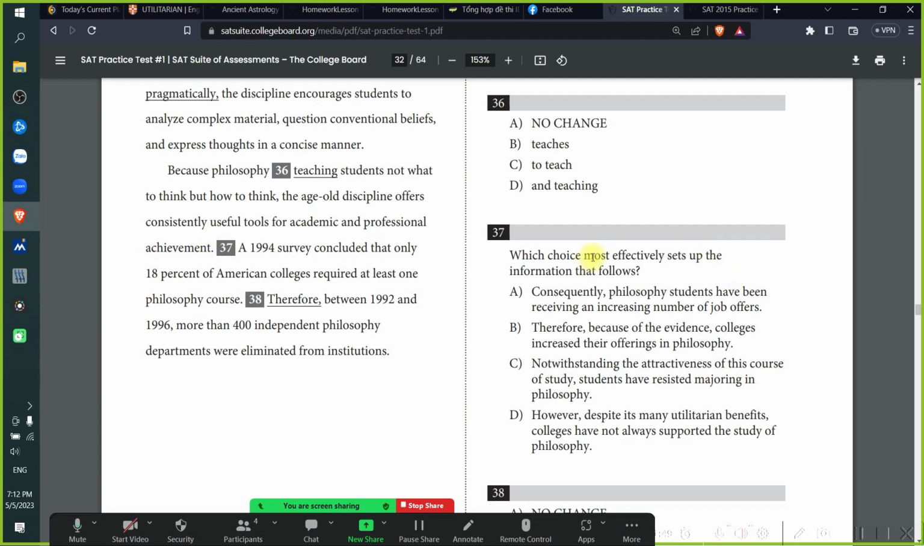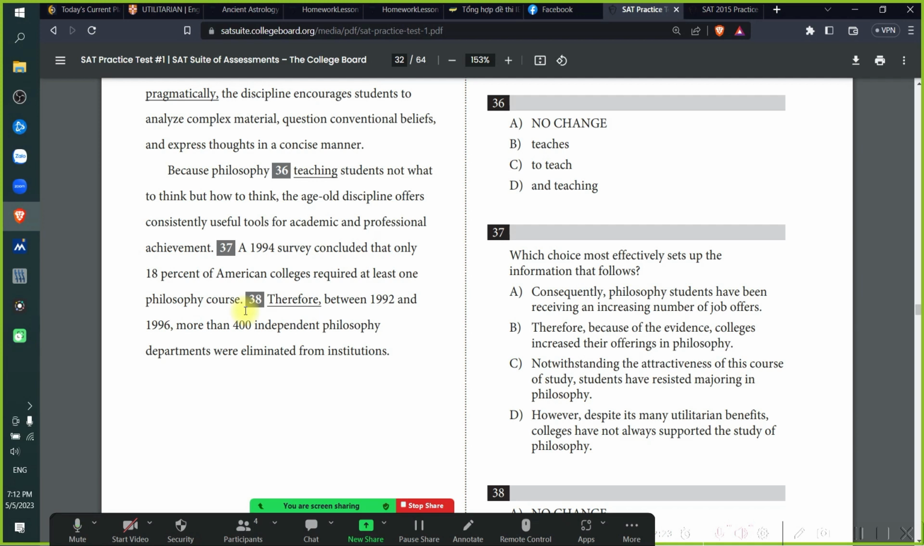So what is the information that follows? Cái thông tin mà theo sau đó là gì? A 1994 survey concluded that only 18% of American colleges required at least one philosophy course. Một cái khảo sát năm 94 đã kết luận rằng chỉ có 18% những cái đại học cao đẳng ở Mỹ yêu cầu ít nhất có một cái khóa triết học. Thì cái thông tin nào nó sẽ một cách hiệu quả, nó đặt ra trước cái thông tin mà đưa ra số 37.